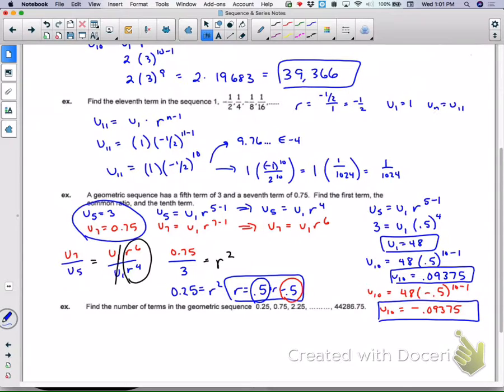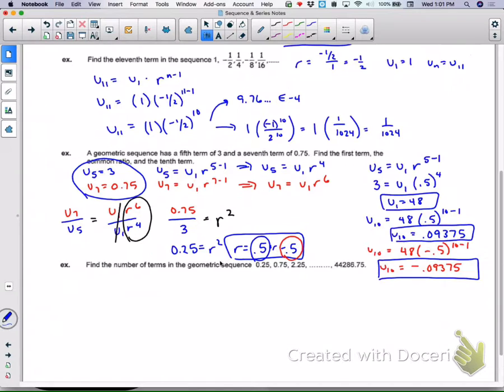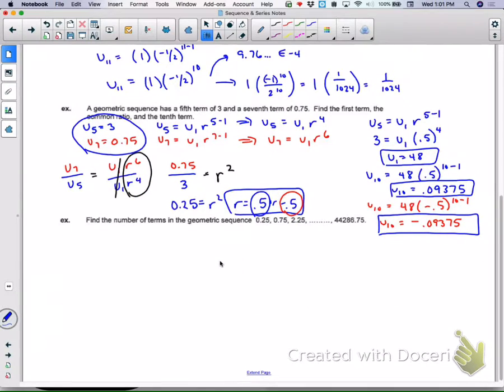Okay, one more here. This one we want to find the number of terms in this geometric sequence. So I know what the last term is. I don't know what the r value is, but I can figure that out. And I do know what the first term is. So we're just going to do some plug and chug here. My r value, take two consecutive terms and divide them. They don't have to be the first two, but I end up with an r value of 3. My first term is 0.25, and the last term is that lovely number.